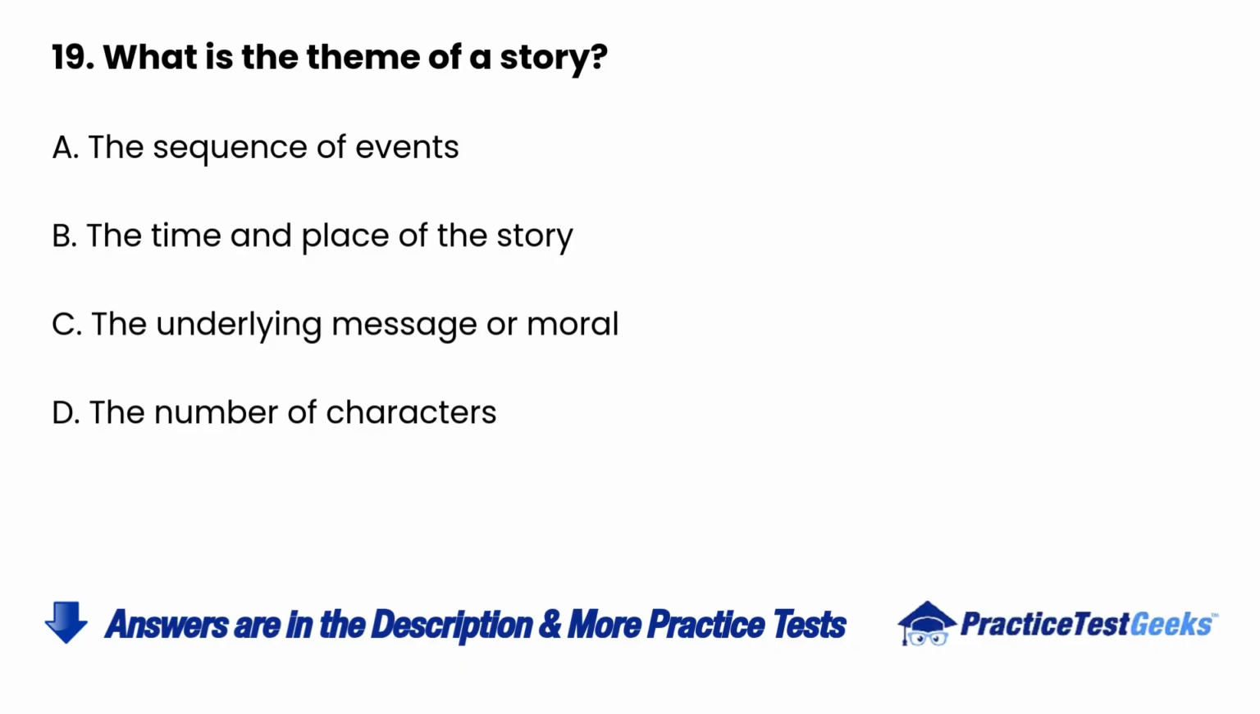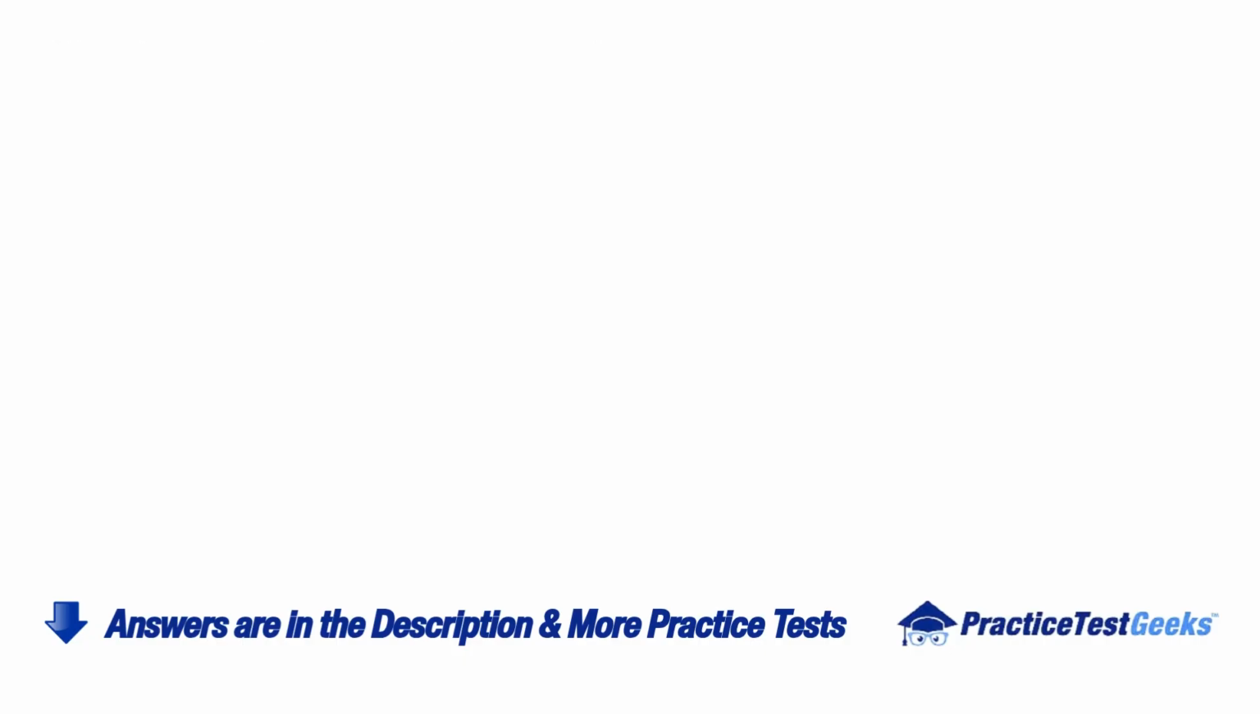A. The sequence of events. B. The time and place of the story. C. The underlying message or moral. D. The number of characters.